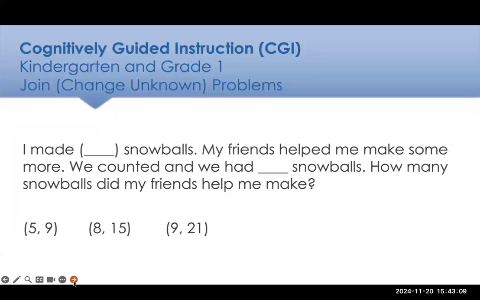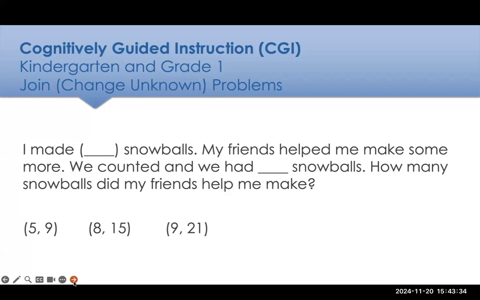Another example, same class, kindergarten and grade 1, we gave them the choice. So again, a very common CGI structure is to give students a choice of numbers for the problem. But first, we did it as a numberless problem. We told the story. I made some snowballs. My friends helped me make some more. We counted, and now we have this many snowballs. How many snowballs did my friends help me make?